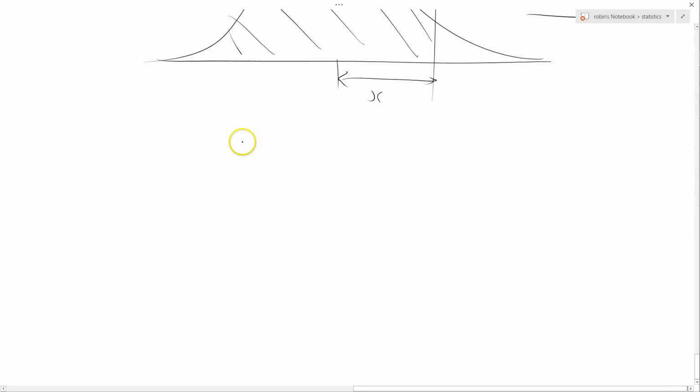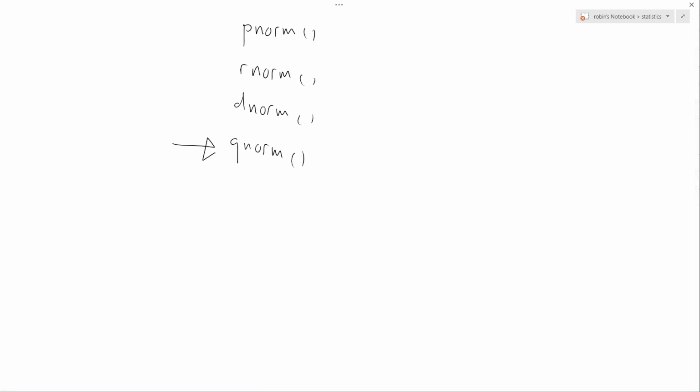Okay, today I'm going to talk about the last norm function. We've had pnorm, we've had rnorm, dnorm gives the density, and now there's qnorm. These are the four R functions, and I'm going to talk about qnorm today. Well, I'm going to introduce it by way of an example. Let's have a look at this.